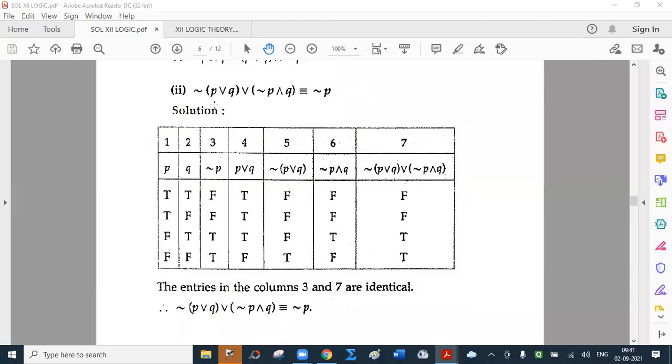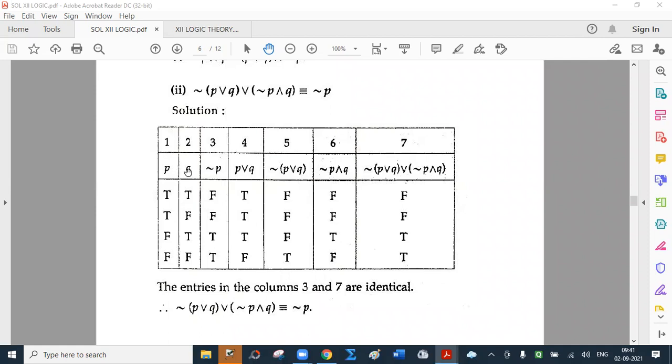Second, not (P or Q) or not (P and Q) equivalent to not P. First column P, second Q, third not P. We don't require not Q, so you need not make that column. Fourth, P or Q. Fifth, not (P or Q). Sixth, not (P and Q). And finally, disjunction of 5 and 6.